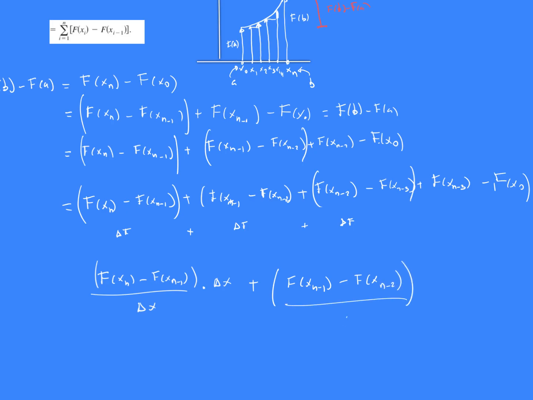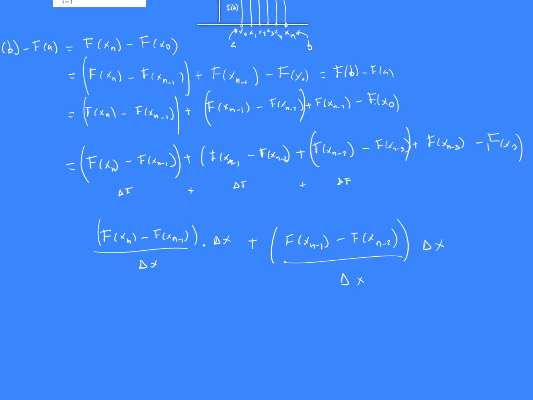Now, if I divide by delta x and I multiply by delta x, and I take the limit when delta x tends to 0, this is the derivative of the function at some point between x_n and x_{n-1}. So this is the derivative of capital F, which is little f, at some point c in between the interval x_{n-1} to x_n. So it will appear the sum of all these terms, delta x.